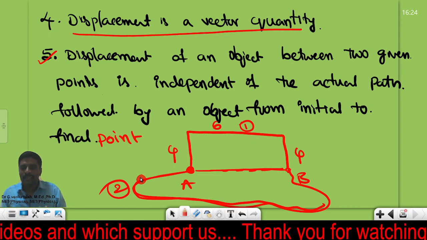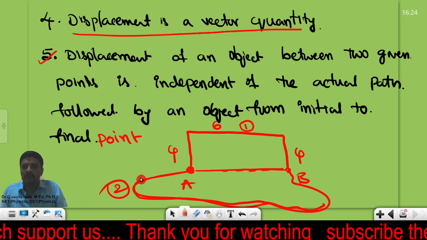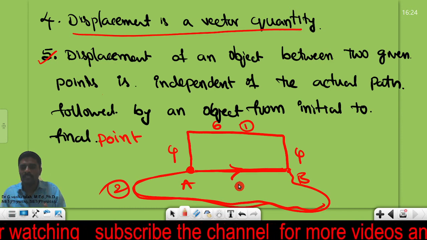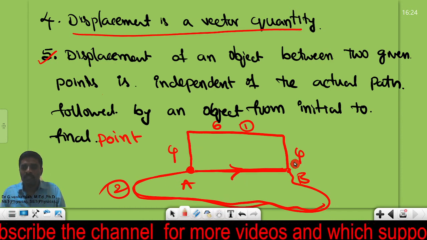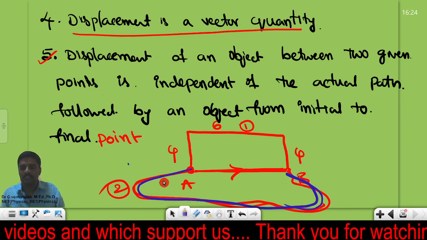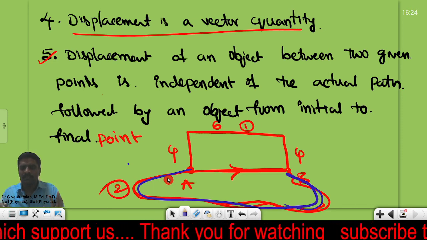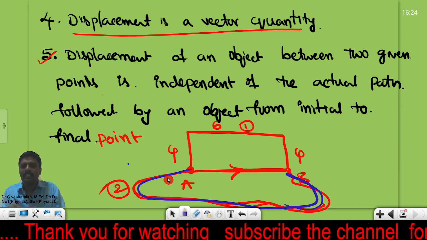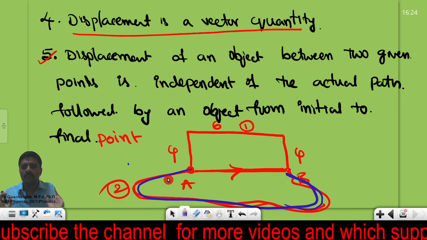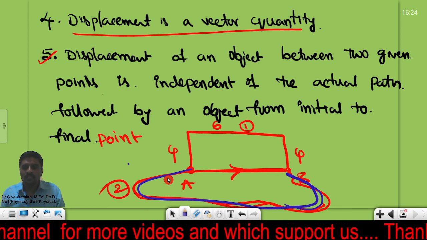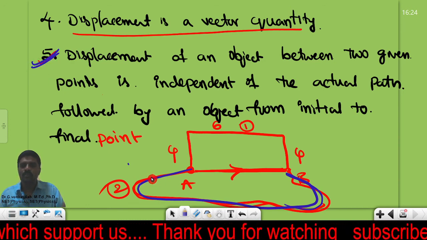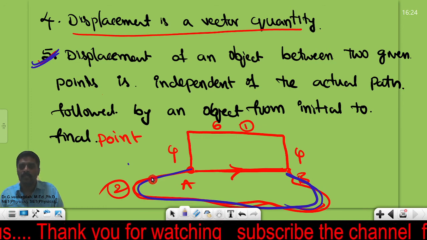We are discussing here that displacement is independent of the path, because it is always a fixed value. In a particular direction we are measuring, that value must be fixed, even though we are getting different paths. This second path also covers a larger distance. But we are not bothered about which path is taken. We are discussing the shortest distance between the initial and final point of the object in motion. These are very important points about the characteristics of distance and displacement. We need to know about this and apply it in problem solving. Thank you for listening.